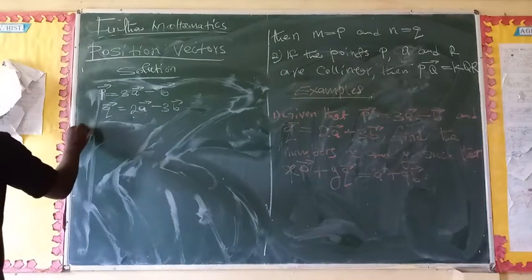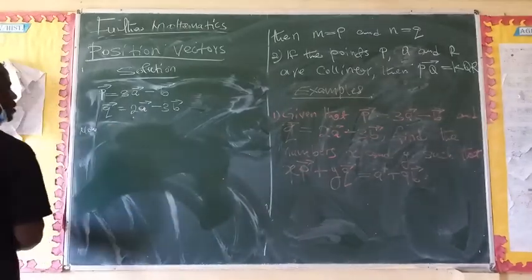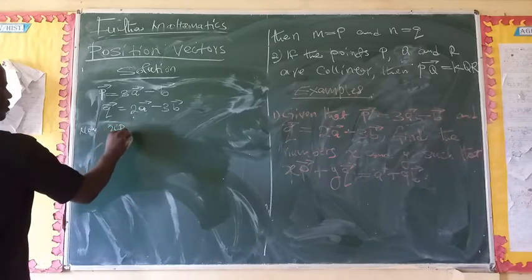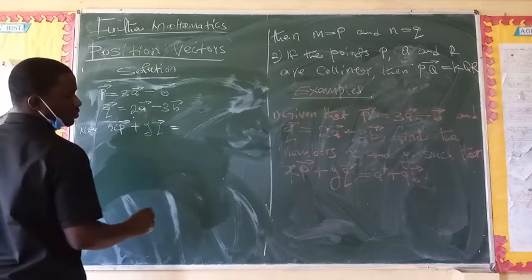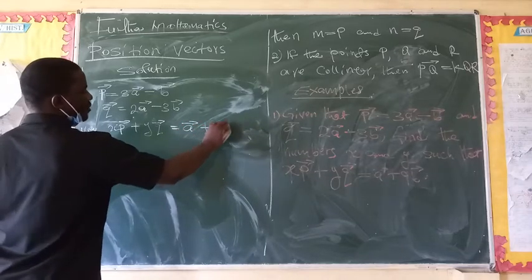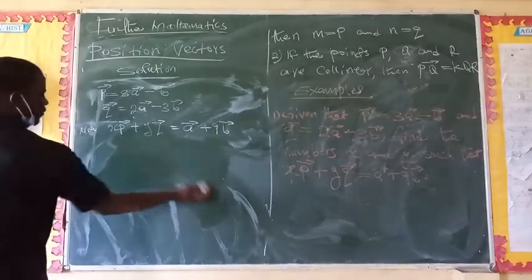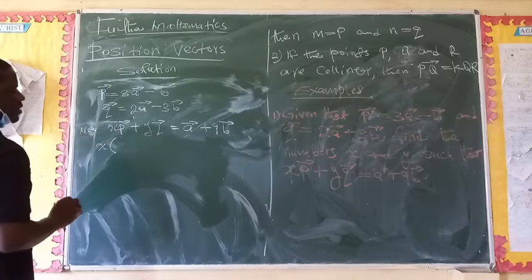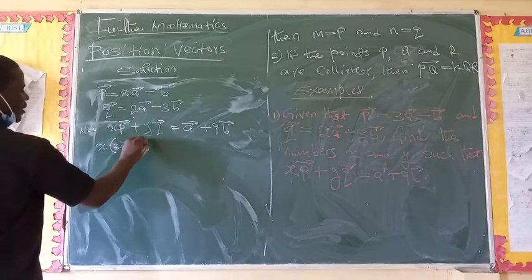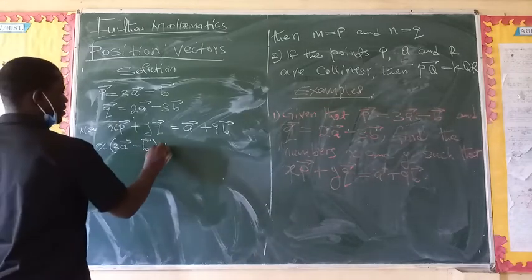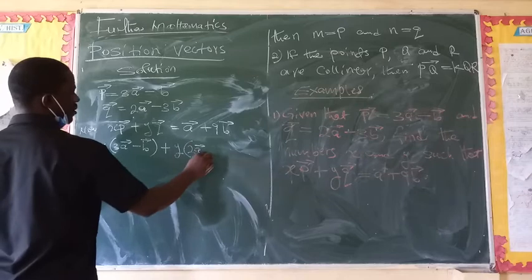So I'll now say, we have X vector P plus Y vector Q is equal to vector A plus 9 vector B. All I need to do is to substitute vectors P and Q in this expression. So we are going to have X bracket. What is my vector P? My vector P is giving us 3 vector A minus vector B. Close your bracket. Then plus Y, my vector Q is given as this, right? 2 vector A minus 3 vector B.